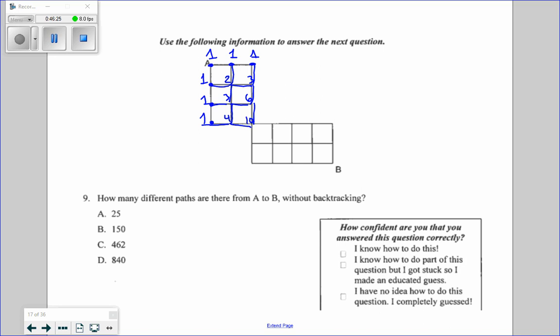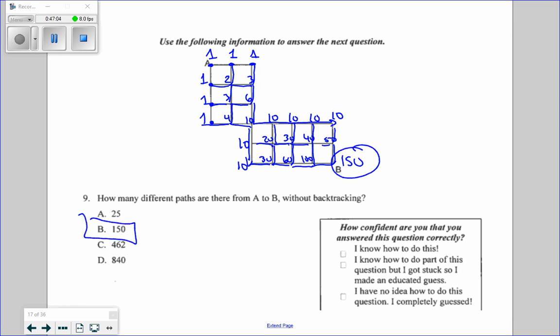Once you get to this point, you now take that 10 and go right and down, writing in 10. And now we keep going like we did before. 10 plus 10, 20 plus 10, 30 plus 10, 40 plus 10, 20 plus 10, 30 plus 30, 40 plus 60. There are 150 ways to get from point A to point B.